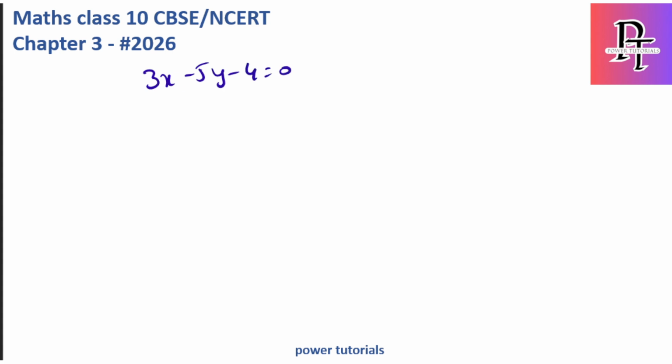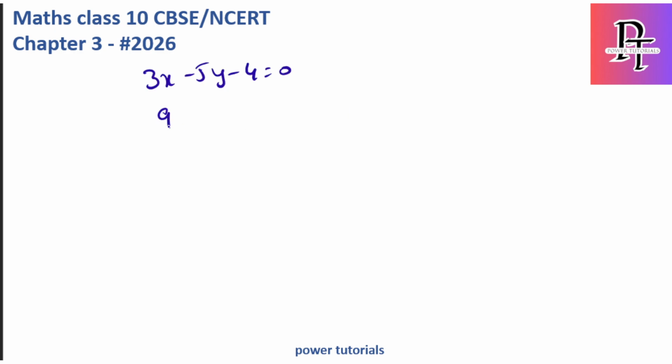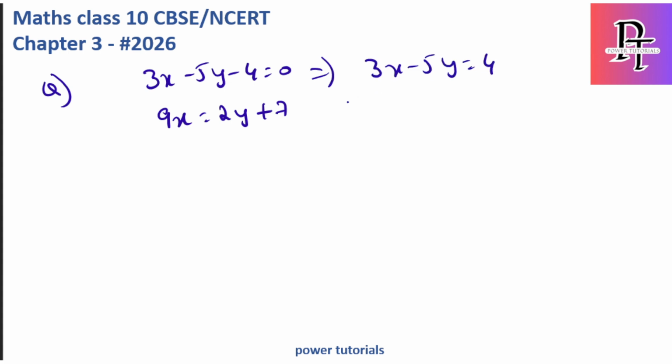The second equation, 9x is equal to 2y plus 7. So what I will do is make sure to write both in the same form. I will write this as 3x minus 5y is equal to 4, and this I will write as 9x minus 2y is equal to 7. So now x, y are on one side and the values are constants.